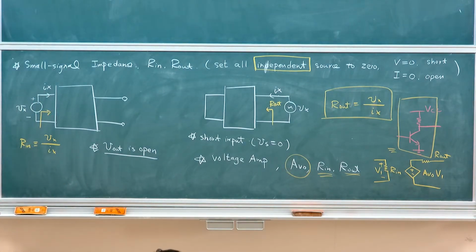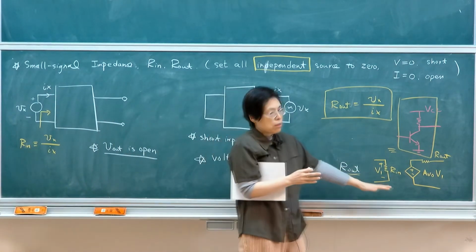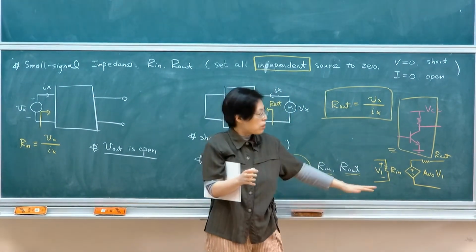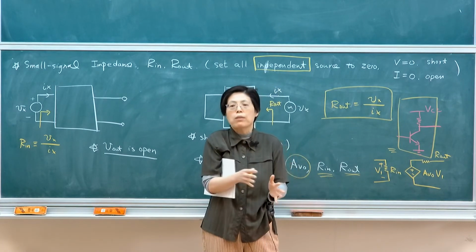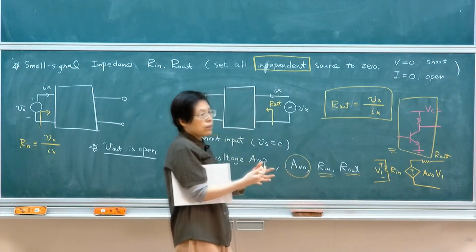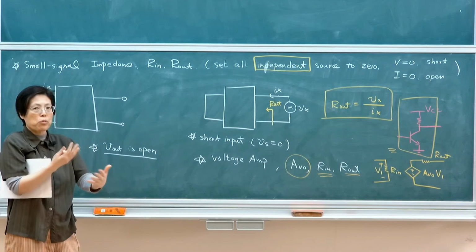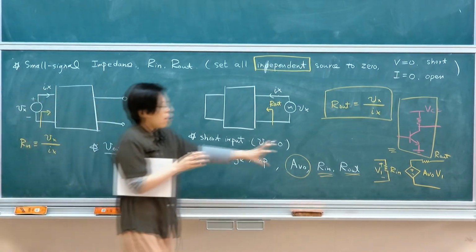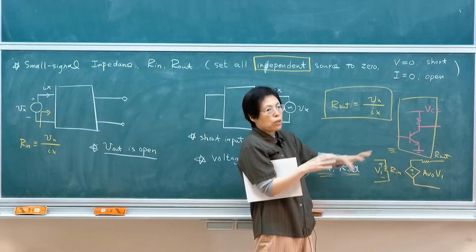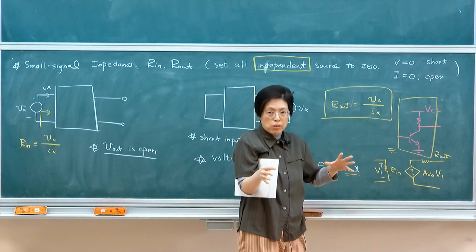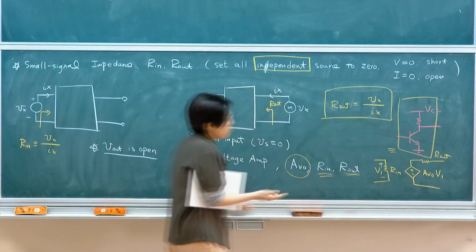Okay, so you have the unit block. This is the same thing. You build an equivalent model. Once this is done, you can then use this model to interact with various stages. So this is a next level of abstraction: you build this model and then this can be used when we have multiple stages in your amplifier.